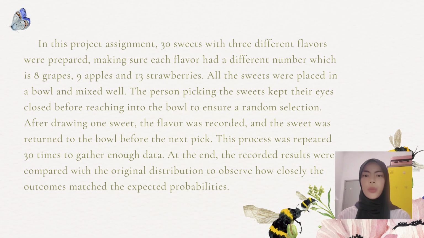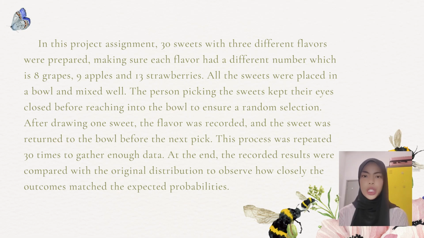In this project assignment, 30 sweets with 3 different flavors were prepared, making sure each flavor had a different number, which is 8 grapes, 9 apples, and 13 strawberries. All the sweets were placed in a bowl and mixed well. The person picking the sweets keeps their eyes closed before reaching into the bowl to ensure a random selection.